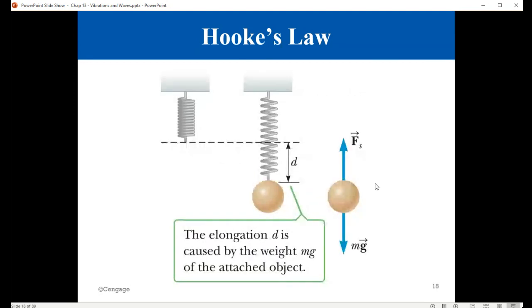Now, if you let the mass move freely, let go, the spring, because of the restoring force, will try to restore the original status. So the mass will start moving up and down in a periodic motion. And if there's no friction, this motion may continue forever.